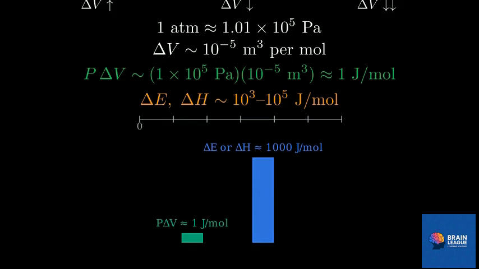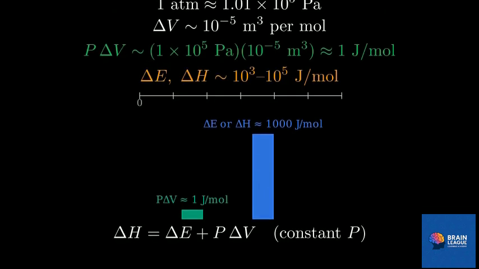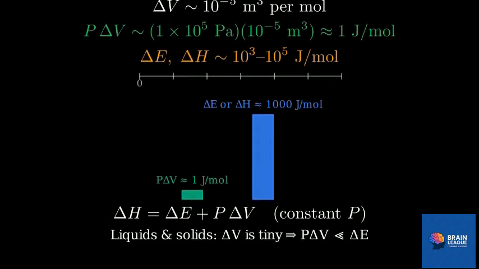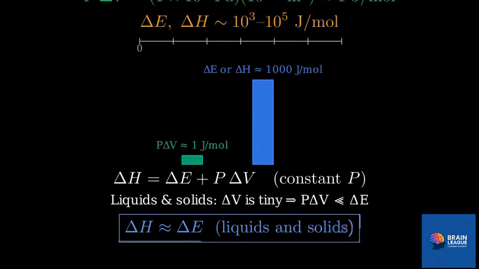Let's synthesize. We derived that delta H equals delta E plus P times delta V at constant pressure. For liquids and solids, delta V is very small, so P times delta V is tiny compared to delta E. Therefore, delta H is approximately equal to delta E in liquids and solids under ordinary conditions.